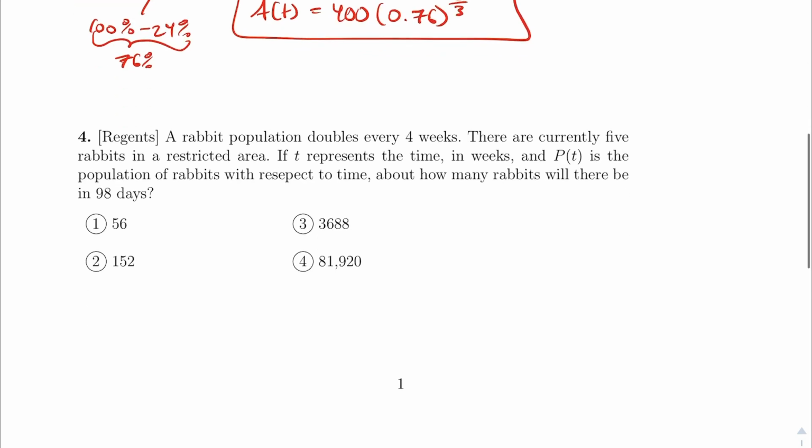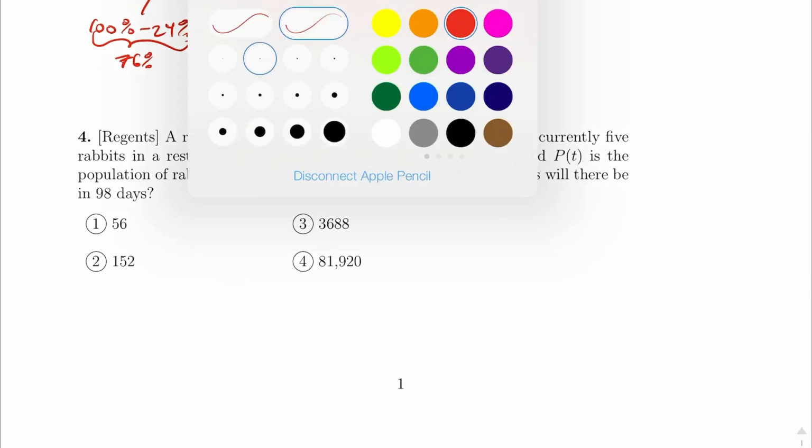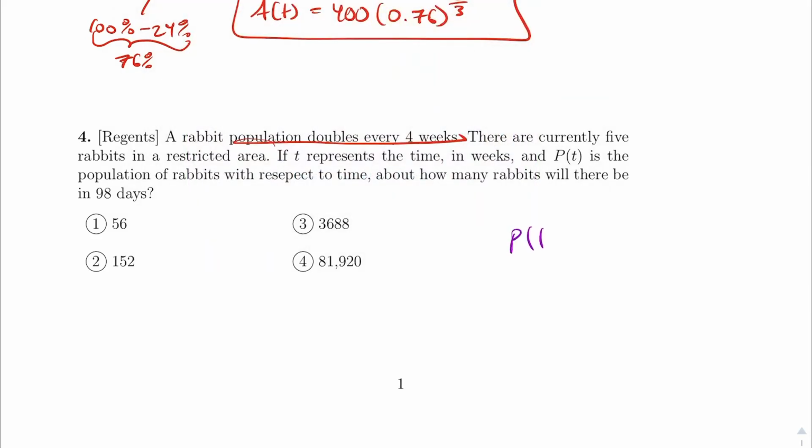A rabbit population doubles every 4 weeks. So that means that the population is going to start off with some amount, currently 5 rabbits. And it's going to double every 4 weeks, so we multiply by 2 to the t over 4 power.